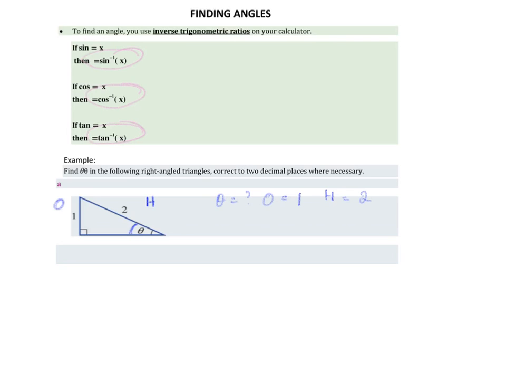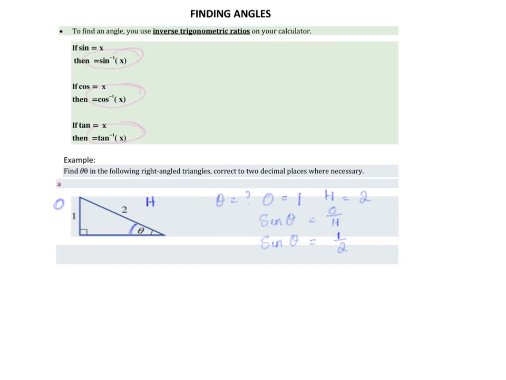So what's the ratio that links those three things? SOH CAH TOA. Must be sine, mustn't it? So sine theta equals opposite over hypotenuse. And let's fill it in. So this time we don't know the angle. So it's still sine theta, 1 over 2, because the opposite's 1, the hypotenuse is 2.